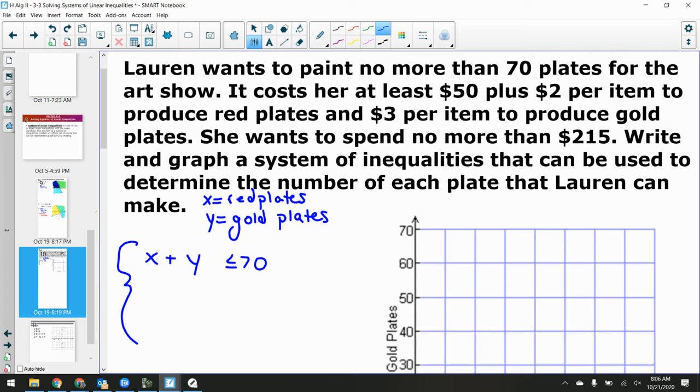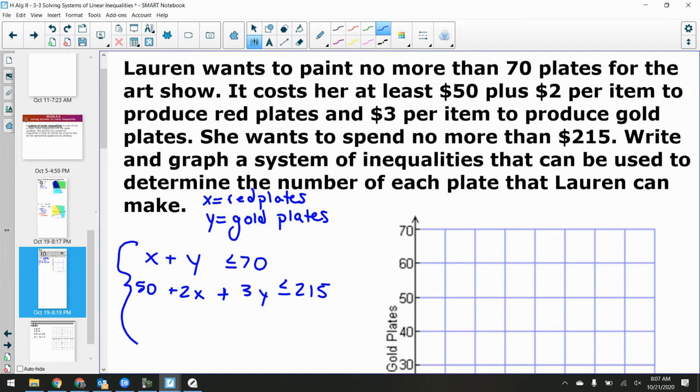Okay, what's the other limiting factor? Right, no more than $215 to spend. The money. So let's put all the stuff with the money. Now, can I spend $220? No, I have to limit myself to $215. So let's analyze the money stuff. It costs her $50 plus $2 per item to produce red plates and $3 per item to produce gold plates. So it sounds like she's got this $50 to set up everything. And then for every red plate, it's $2, and for every gold plate, it's $3. So this will represent my total cost.